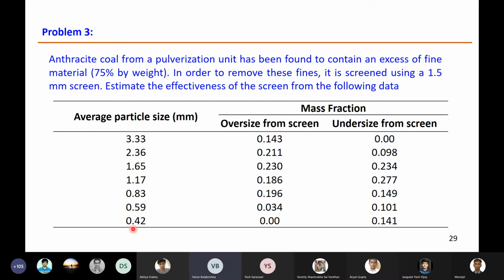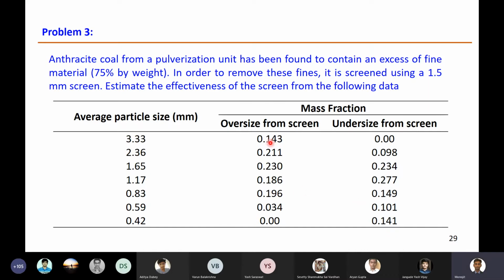Sir, sieving analysis. Yes, so this is what we are doing. We are taking the oversize that we have obtained from the screen and doing a sieving analysis. Once you do a sieving analysis for all the oversized particles that you obtain from the screen, you will get this column. Similarly, if you do the sieving analysis of the undersized particles that you obtain from the screen, you will get this column.